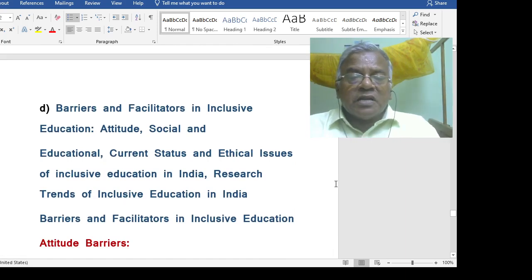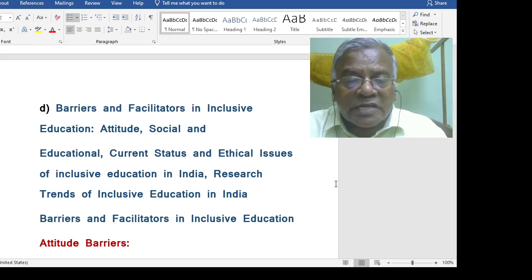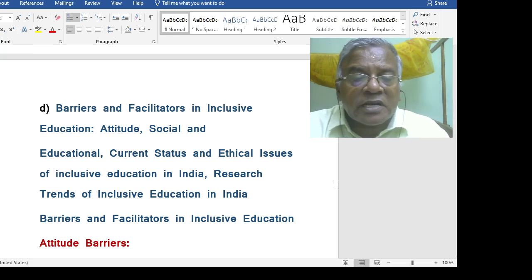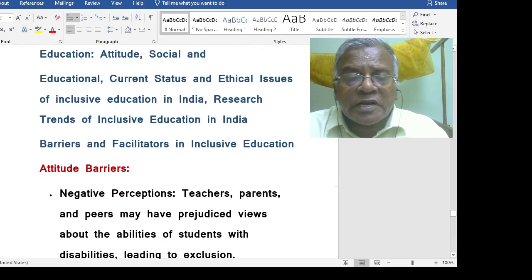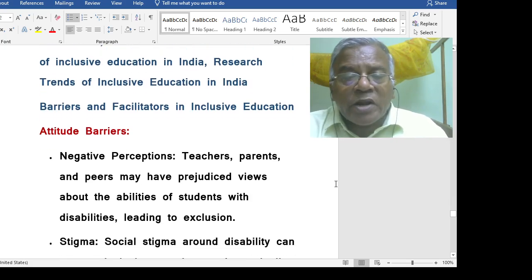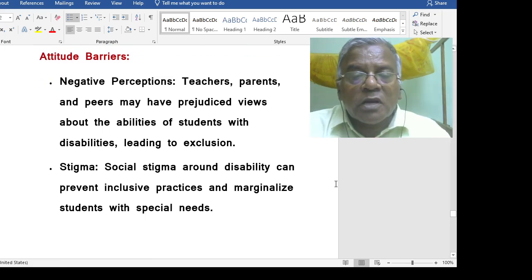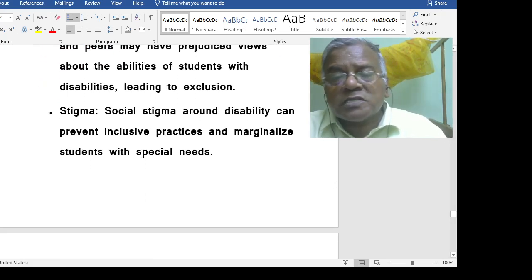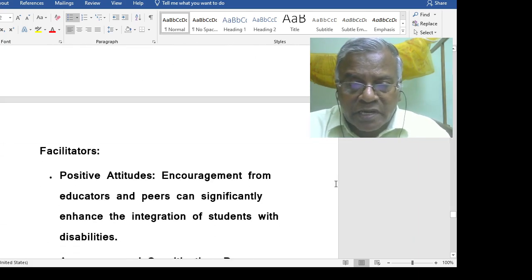Now, part D: barriers and facilitators in inclusive education, attitudes, social and educational, current status and ethical issues of inclusive education in India, research trends of inclusive education in India, barriers and facilitators in inclusive education. So, attitude barriers and negative perception. Teachers, parents, peers may have prejudiced views about the abilities of students with disabilities, leading to exclusion. Stigma. Social stigma around disability can prevent inclusive practices and marginalize students with special needs.